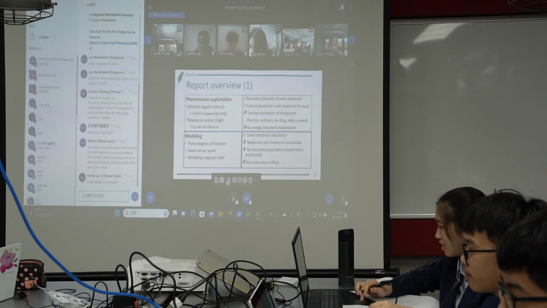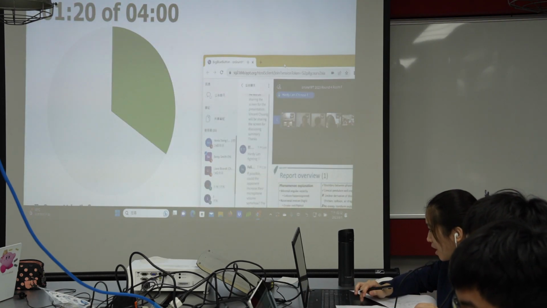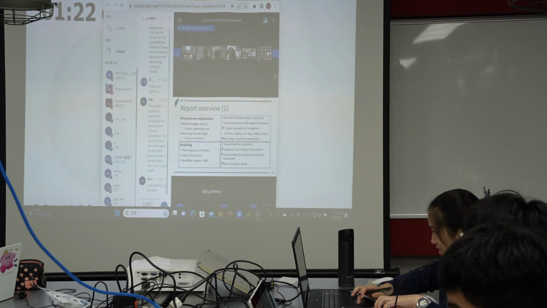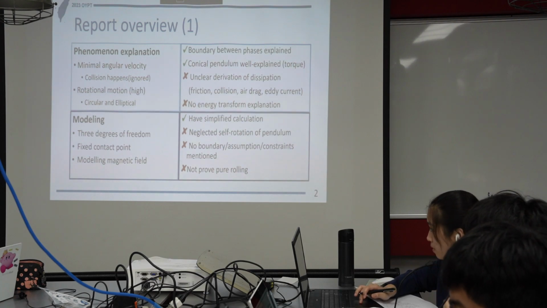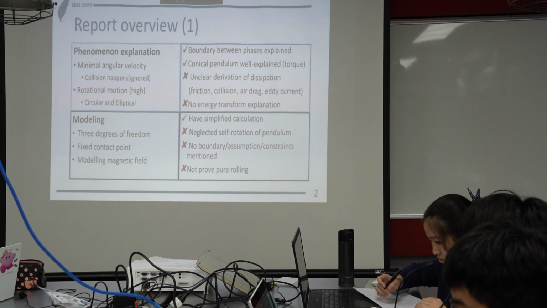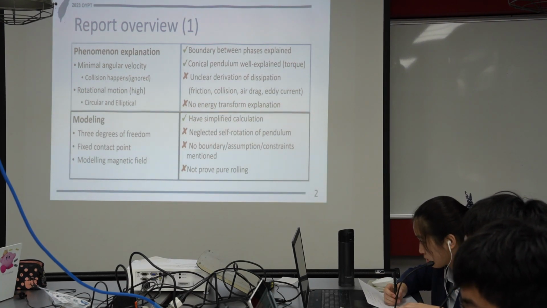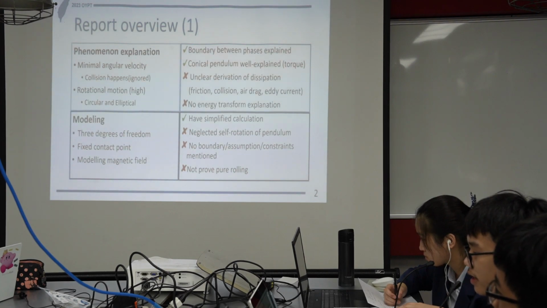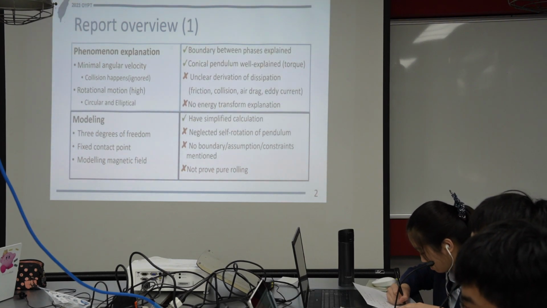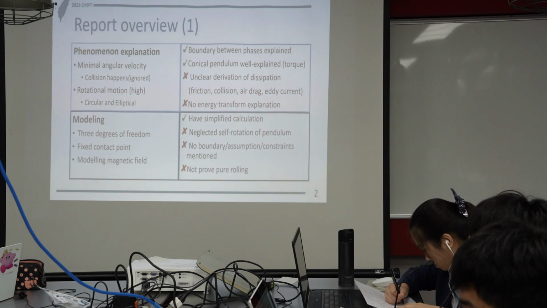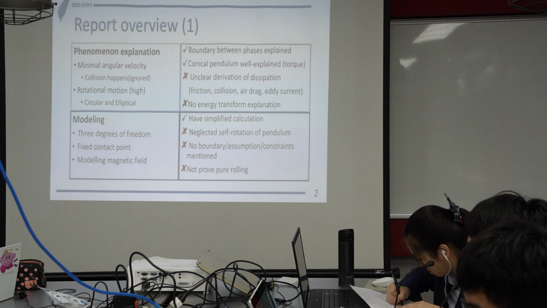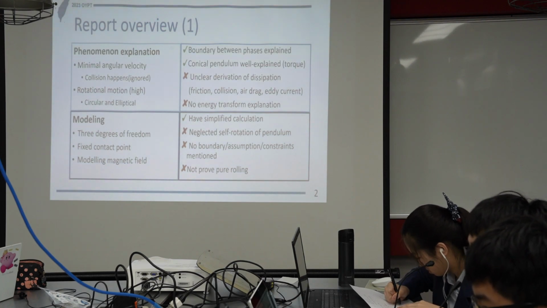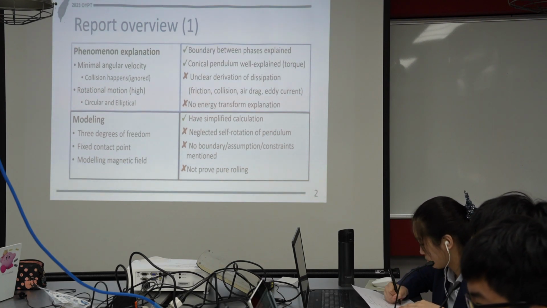For the dissipation part, the reporter gave some explanation about the friction, air drag, and eddy current also acting on the pendulum. For the modeling part, they define 3 degrees of freedom, including theta, phi, and psi. However, the reporter missed analyzing the angle of psi in the experiment. He considered one contact point and modeled the magnetic field.